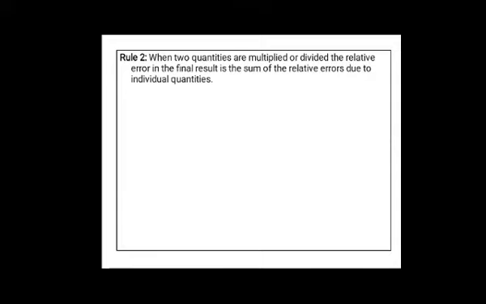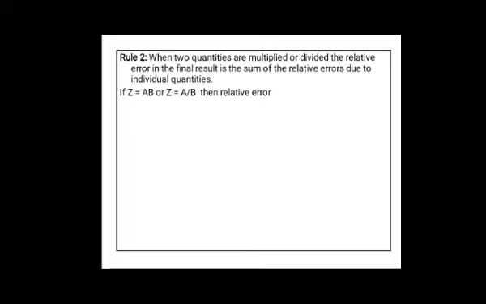When you are multiplying and dividing, relative error will be there. So when two quantities are multiplied or divided, the relative error in the final result is the sum of relative errors due to individual quantities. What is the meaning of this one? Let us see first mathematically.